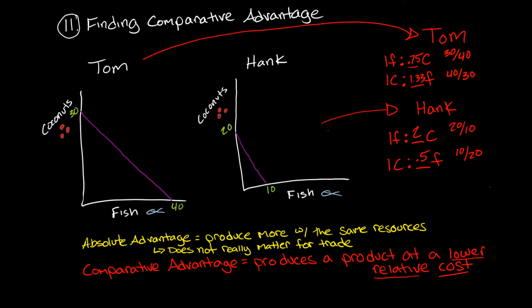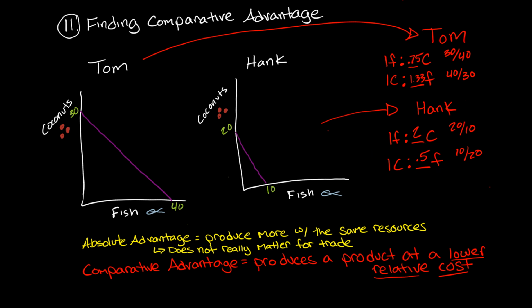So if I'm trying to figure out comparative advantage for fish, I see that Tom produces fish at 0.75 coconut cost. Hank produces fish at 2 coconuts cost, giving Tom comparative advantage in fish. Taking a look at coconuts, I see that a coconut costs Tom 1.33 fish, whereas a coconut only costs Hank half a fish because Hank was so bad at fishing he wasn't giving up all that much, meaning that in this scenario, Hank actually has comparative advantage in the production of coconuts.